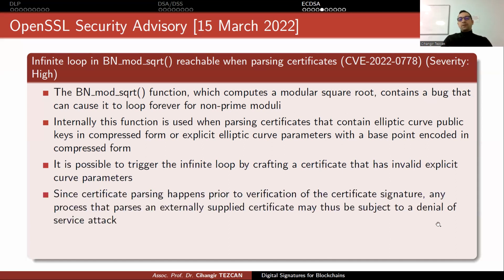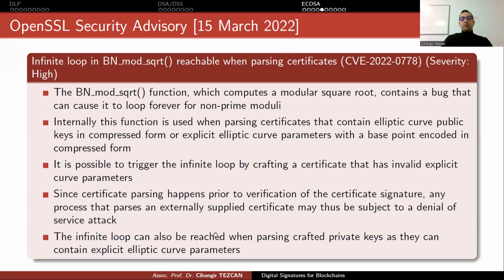Since certificate parsing happens prior to verification of the certificate signature, any process that parses an externally supplied certificate may thus be subject to a denial of service attack. The infinite loop can be reached when parsing crafted private keys, as they can contain explicit elliptic curve parameters.